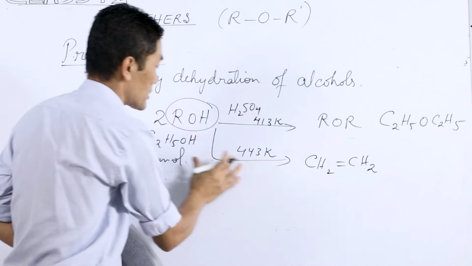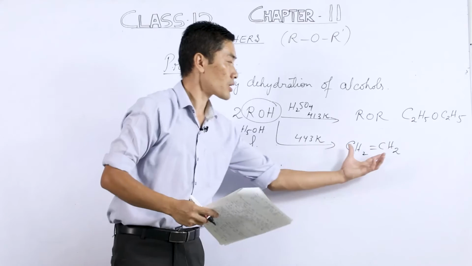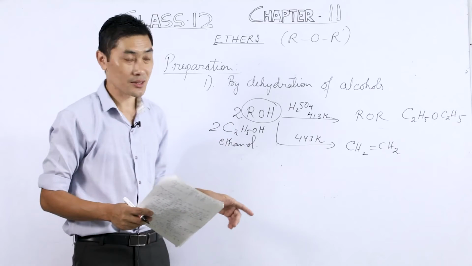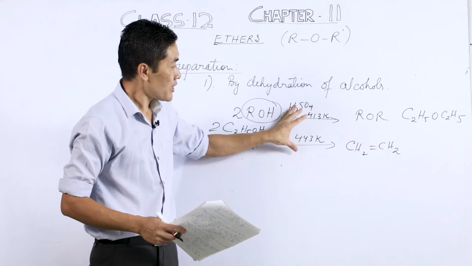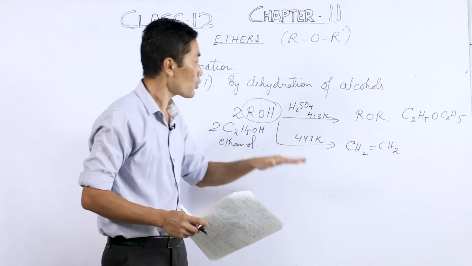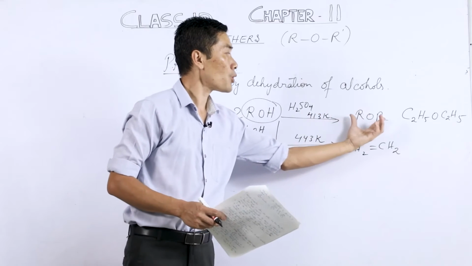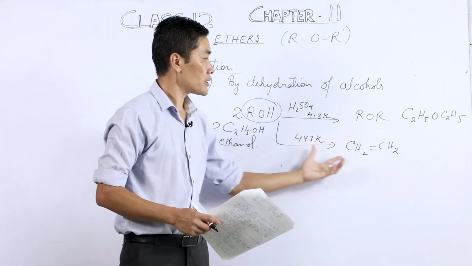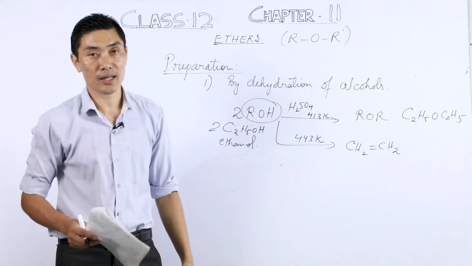The mechanism for this production of alkenes from alcohols we have seen in the last class. So the thing here is to maintain lower temperatures in order to obtain these ethers. If it is elevated to higher temperatures, then the product obtained will be an alkene.